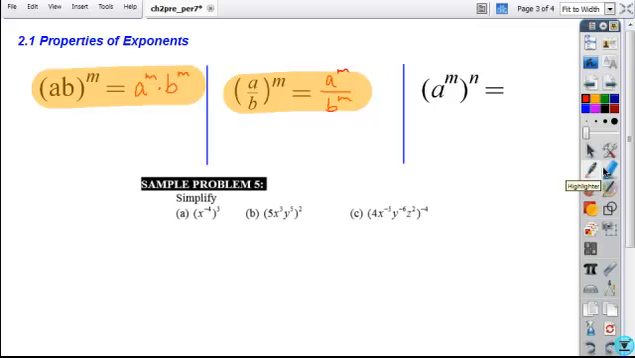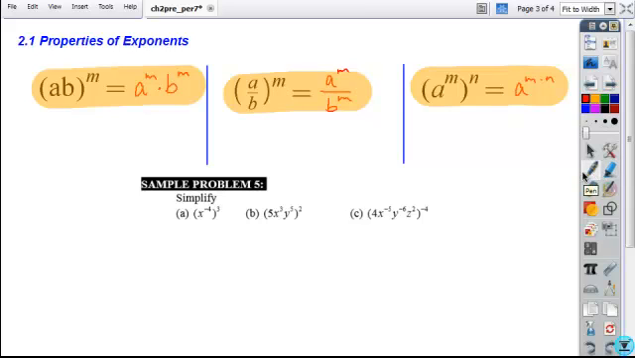And then the final rule is if your base of an exponent is an exponent itself, when you expand this out, you multiply their powers. So a to the m all to the n is equivalent to taking the product of those powers and using the same common base.